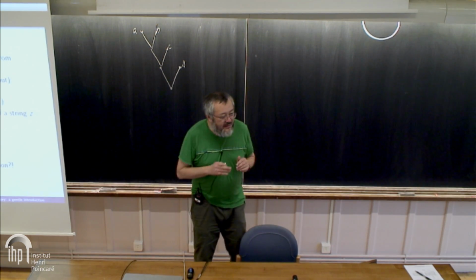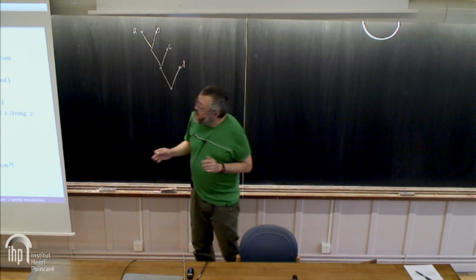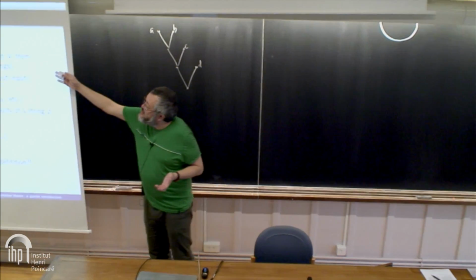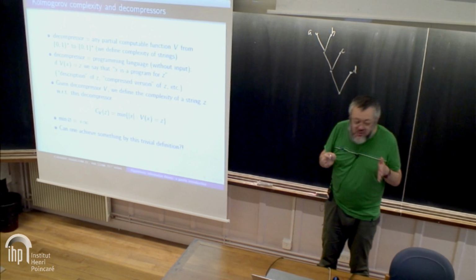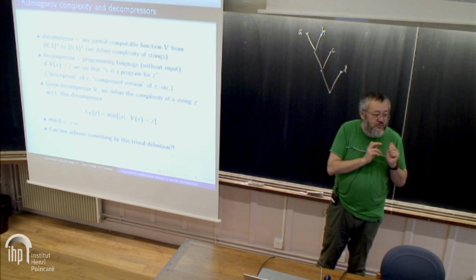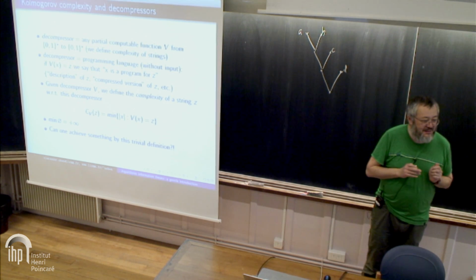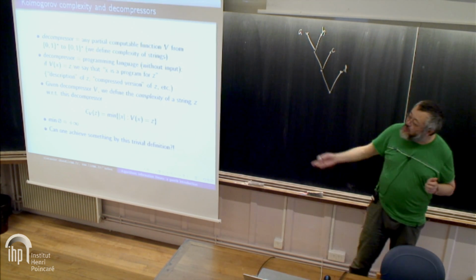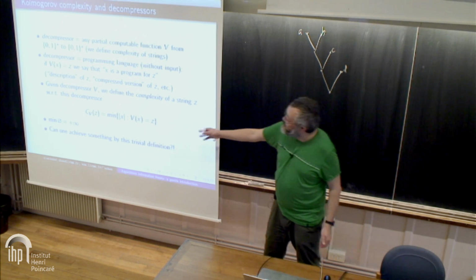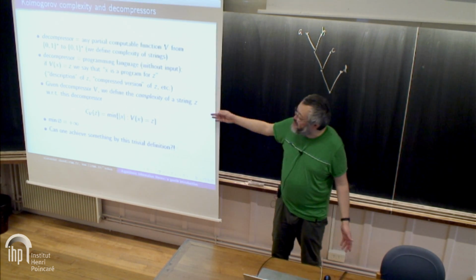So here when you write partial, you mean that on some inputs it's not defined? Yeah. So you can think that V is kind of just an interpreter of a language, some programming language, and we put a description in this language, and then get the output. So formally, it's just the length of the minimal element in the pre-image of Z under some V.